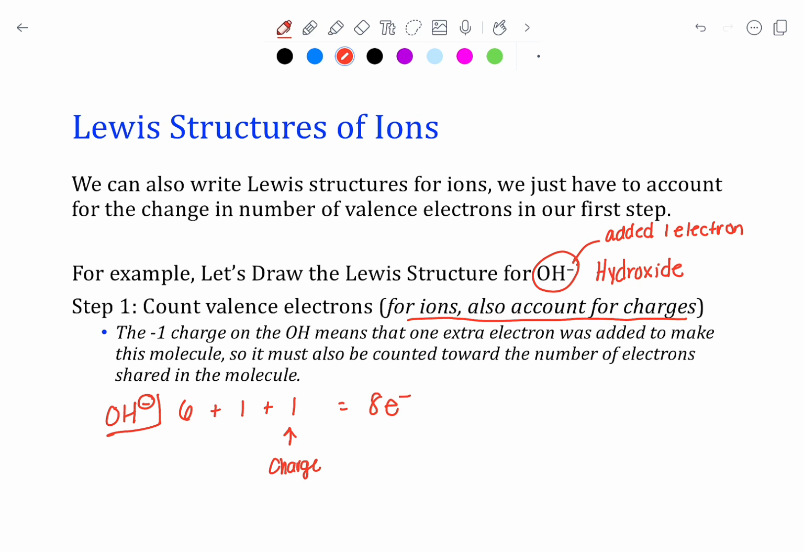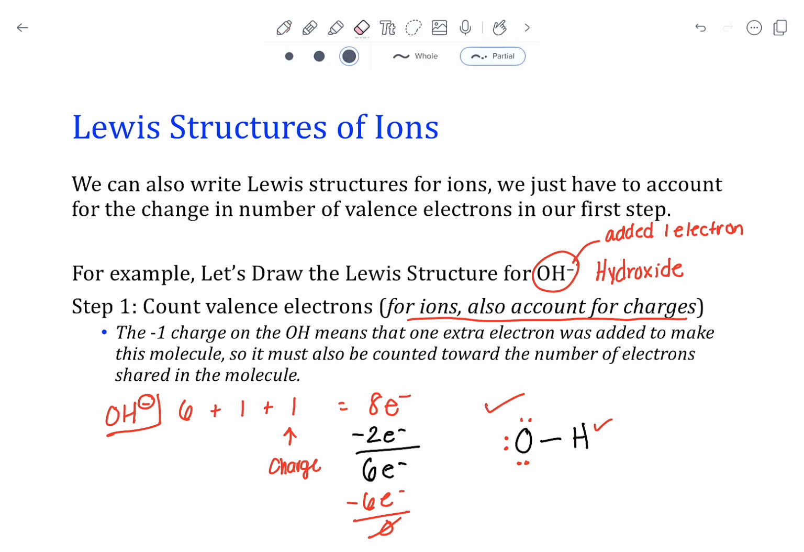Okay, so let's draw our structure. We have O bound to an H. I used up 2 electrons to draw that bond. I have 6 electrons left. I'm going to place those on my atoms to complete their octets. Hydrogen has a duet, so it's happy. So those 6 electrons are going to go on the oxygen. I have no electrons left, and that oxygen now has an octet. So that is our final structure of OH.